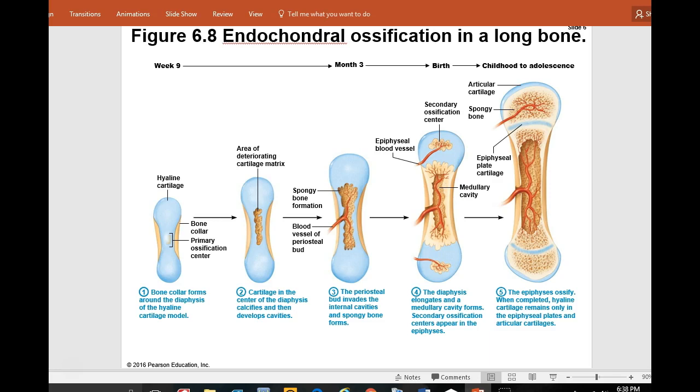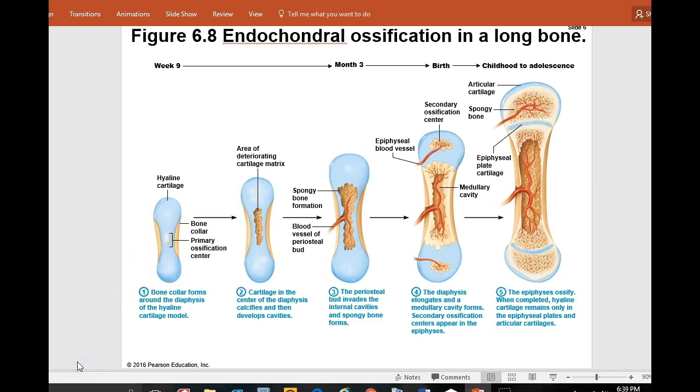So now we'll pick up here with the events starting at about week 8 or 9. Here, first you're going to get a bone collar, and that bone collar forms around a primary ossification center in the diaphysis. So the reasoning here would be, I want to make this shaft part of the bone the part that's going to be super strong and give me a pillar to start from for epiphysis formation.